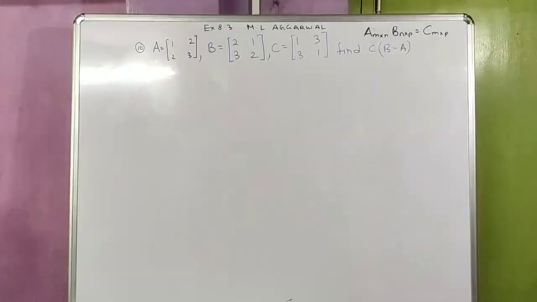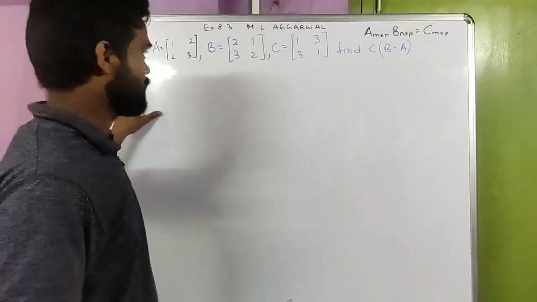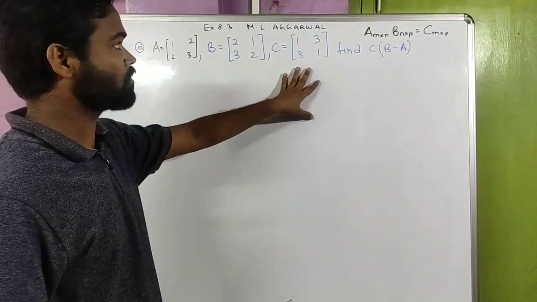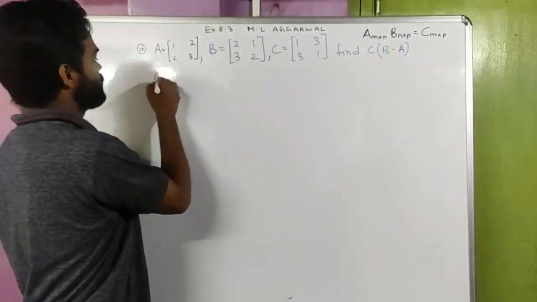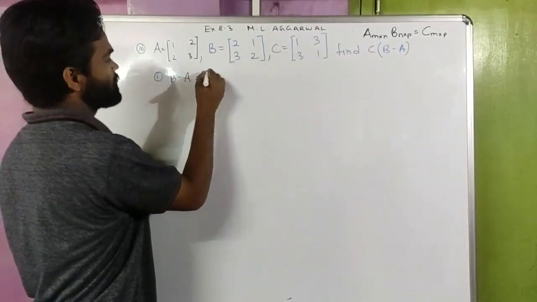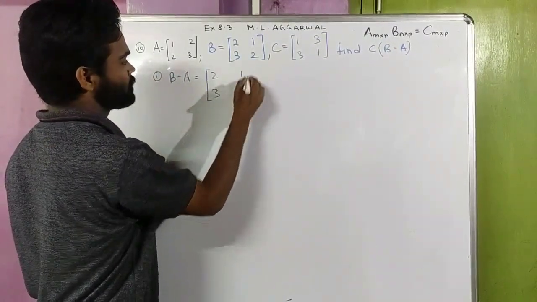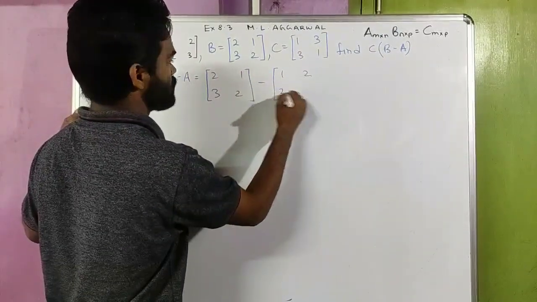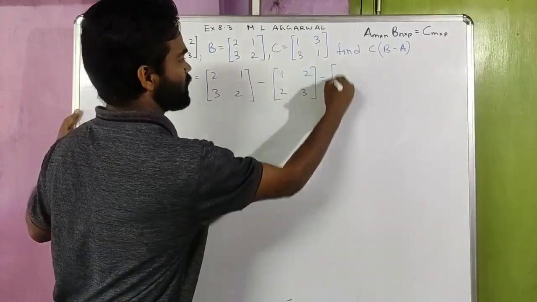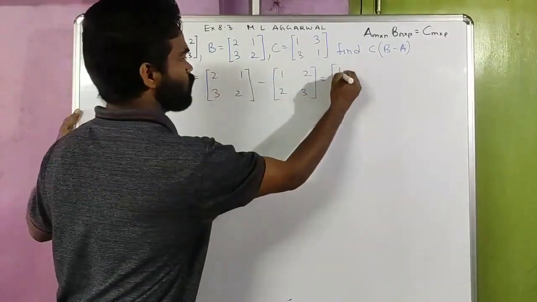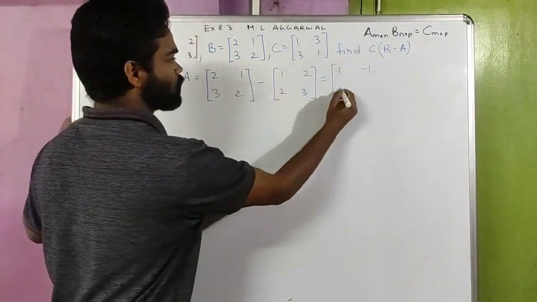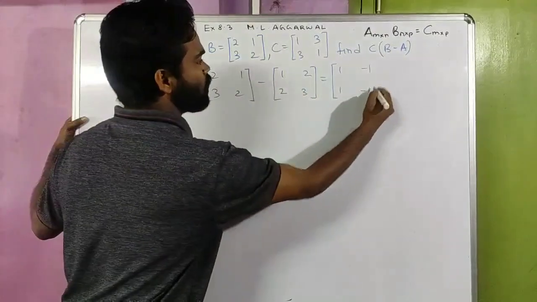Now look at sum number 10. A is given a 2 cross 2 matrix, B is given a 2 cross 2 matrix, C is given a 2 cross 2 matrix. They have asked for C multiplied with B minus A. First thing, find B minus A. B minus A will be B minus A. We just put the values. So B minus A will be 2 minus 1, 1. 1 minus 2 is minus 1. 3 minus 2 is 1. 2 minus 3 is minus 1.